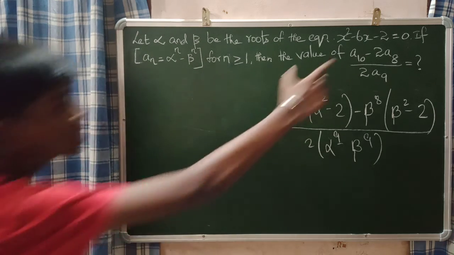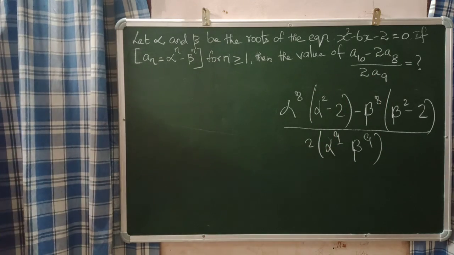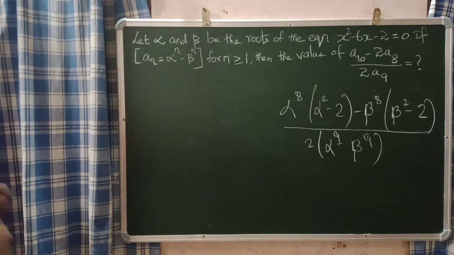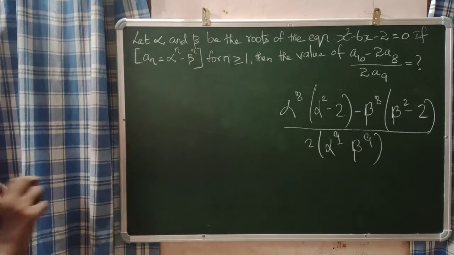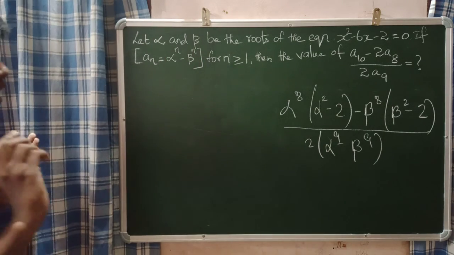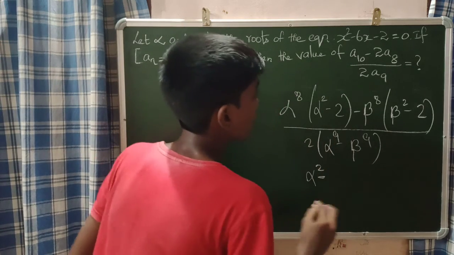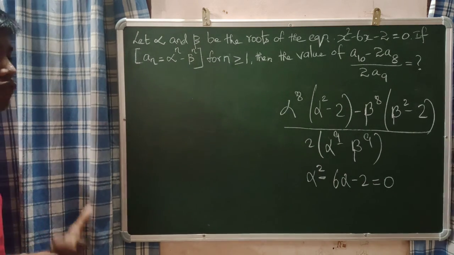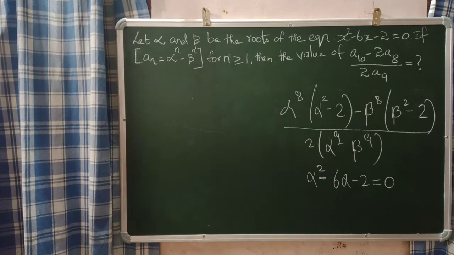If alpha and beta are the roots of this equation, then I would say that your x can take values of alpha and beta. Correct? That's a kind of obvious thing, and that is something we mean by roots. When your x takes the value of alpha, I will get the equation alpha square minus 6 alpha minus 2 is equal to 0, because alpha is one of the roots of this equation.